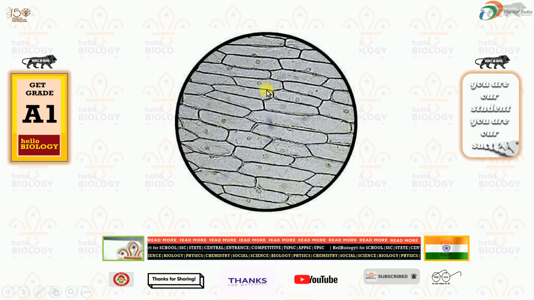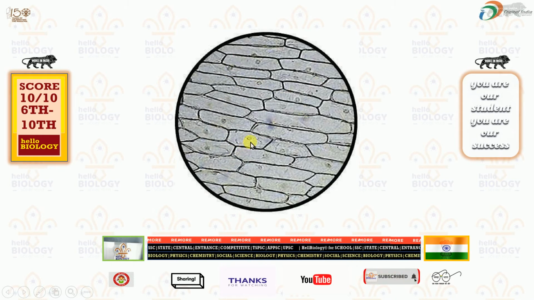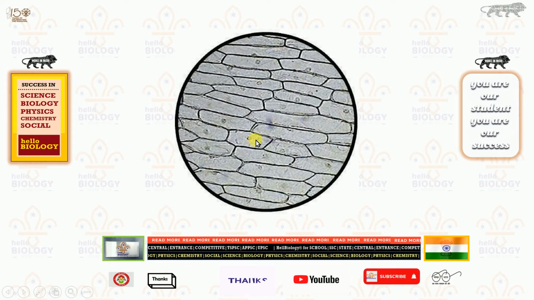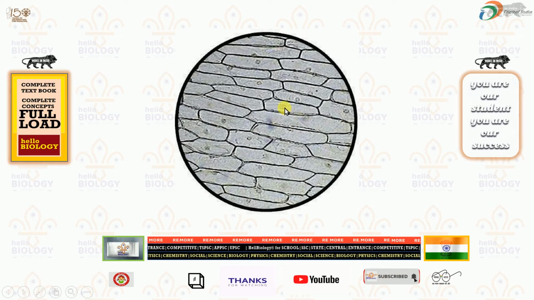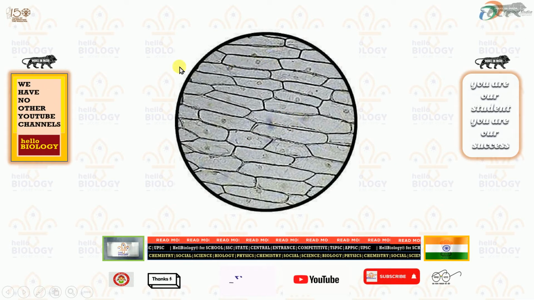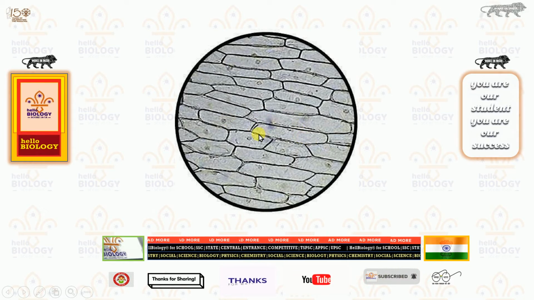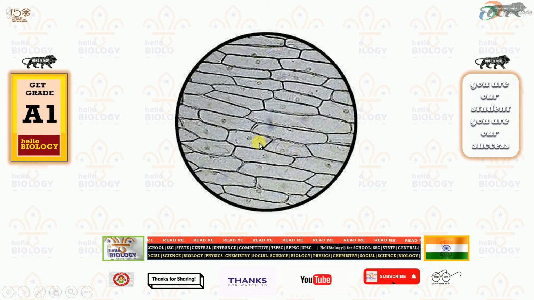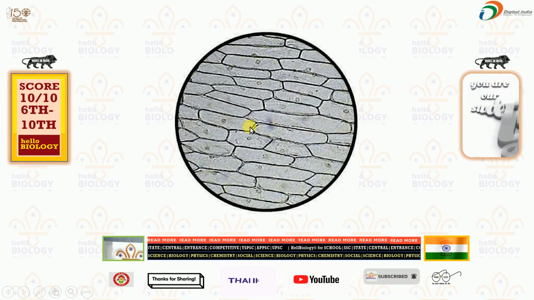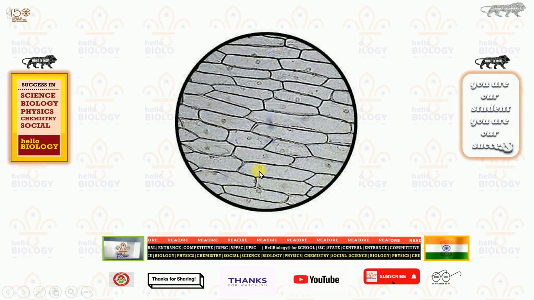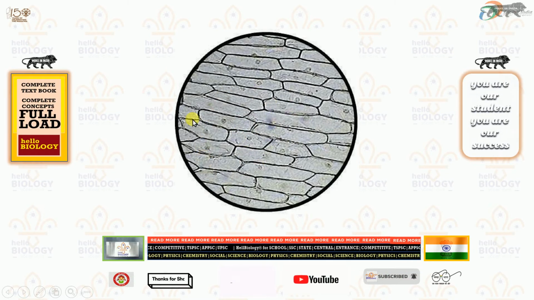So you can see cells here, many cells are there. In the middle of the cells you can see the nucleus. Here nucleus is there, here nucleus is there, here nucleus is there. These are all arranged horizontally like bricks in a wall. So later, after the discovery of the microscope by Robert Hooke, all these things slowly became known.